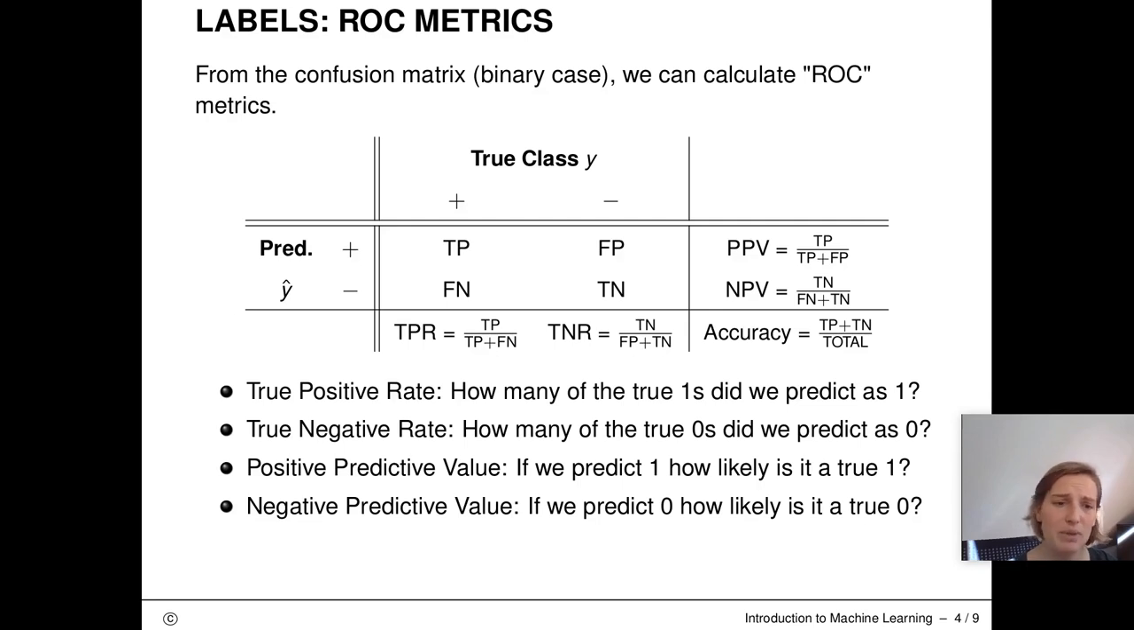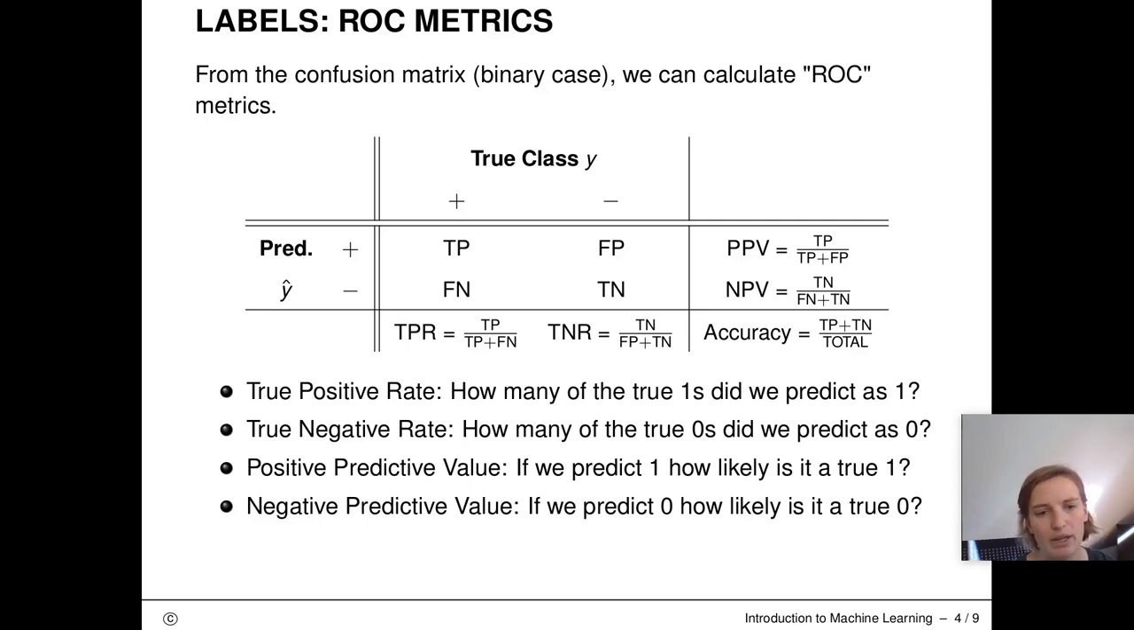We can do pretty much the same row-wise. We can specify something that's called the positive predictive value, which is the number of true positives divided by the number of elements that we predicted as being positive. The negative predictive value works in the same fashion.